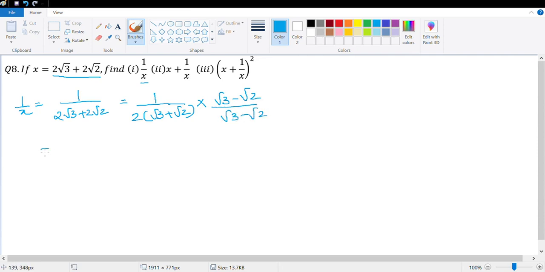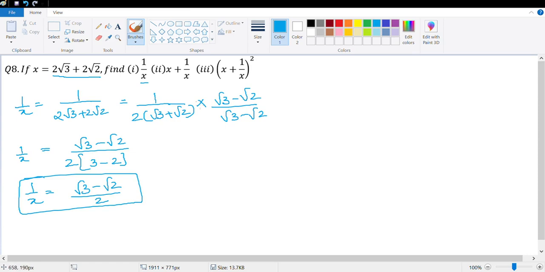So this gives me 1 upon x is equal to root 3 minus root 2 upon 2 times (x plus y) into (x minus y), which is x square minus y square. So that's 3 minus 2, that's 1. So this is equal to root 3 minus root 2 upon 2. So that's the value of 1 upon x. First part of the question done. Let's look at the second part.